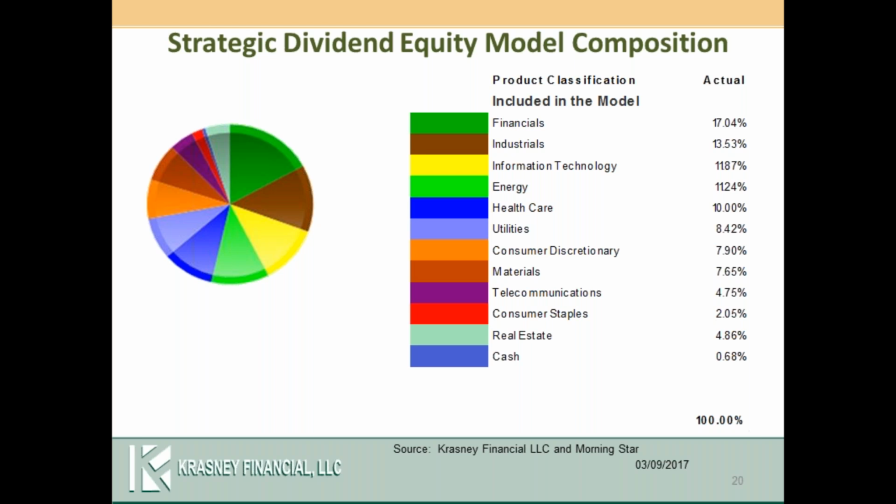Financials are going to have a heavy presence here because of the dividend. And industrials, information technology, energy, and healthcare have a really good presence here as well, along with utilities, consumer discretionary, and materials. So it's a very evenly spread portfolio with a pretty rich dividend yield.